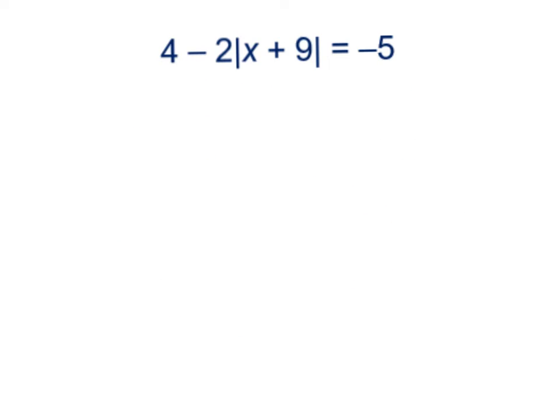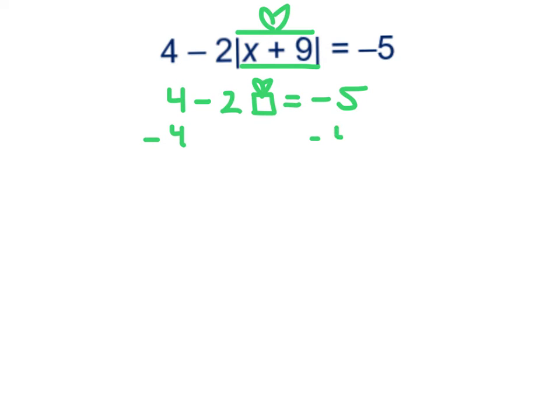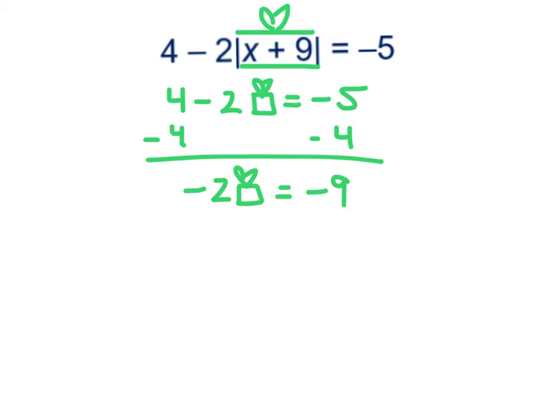For our next example, we first have to isolate the absolute value. So I'm going to wrap up my absolute value bars into a present and rewrite it so it's 4 minus 2 times the present equals negative 5. Now I'm going to solve to get the present by itself. So I would subtract 4 from both sides to get negative 2 times the present equals negative 9, and divide both sides by negative 2 to get that the present equals 4.5.